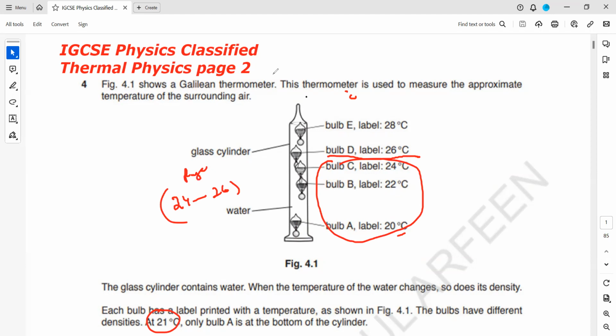So this is a Galilean thermometer which can be used to work out the temperature. How we can use it: at different surrounding temperatures, different bulbs will sink. Each bulb has a label. So if the surrounding temperature is above 20, A will sink. If it is above 22, B will sink. If it is above 24, C will sink. So different bulbs sink at different temperature ranges.